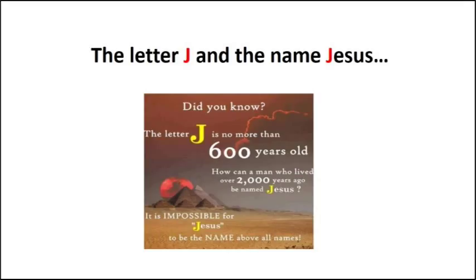Unfortunately, there are people who actually believe this, and they believe it because it has an element of truth to it. And the element of truth is that the letter J is approximately 600 years old or less. Half-truths are always more difficult to disprove than out-and-out lies. I've done a bit of investigating, read a few books. The list of books are at the end of this PowerPoint presentation, and I'm doing a series on the name Jesus and the letter J.